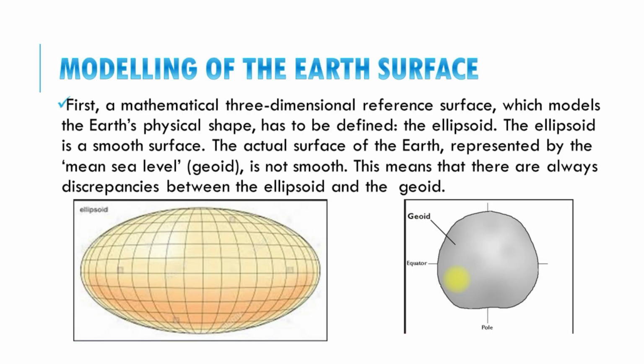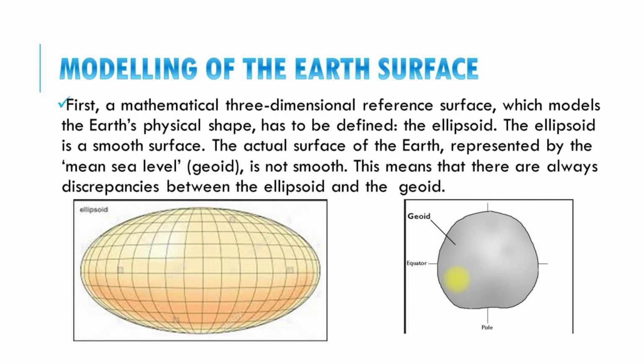Modeling of the Earth's surface. First, a mathematical three-dimensional reference surface which models the Earth's physical shape has to be defined, the ellipsoid. The ellipsoid is a smooth surface. The actual surface of the Earth represented by the mean sea level geoid is not smooth. This means that there are always discrepancies between the ellipsoid and the geoid. So even our geographic coordinate systems, and I'm not even talking about projected coordinate systems, have some distortions compared to the real coordinates, because the real coordinates cannot actually be calculated, because our planet is not even an ellipsoid, and I'm not talking about a spheroid.